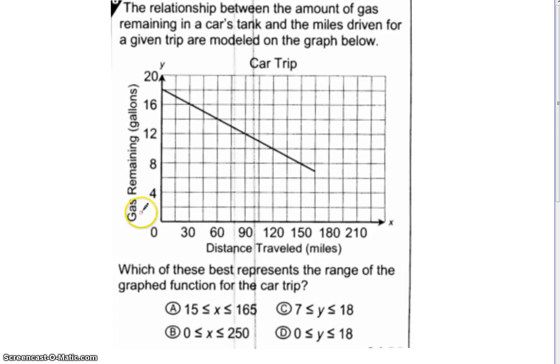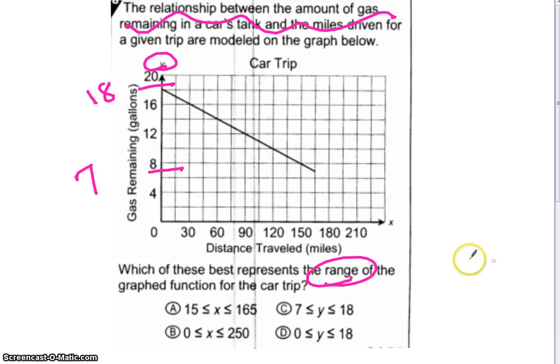Last problem, the relationship. We don't have to read this. Okay, look at your graph and read the question. Which of these best represents the range? Okay, we know that range is talking about y, so we've got to mark on the y-axis and pull our numbers from there. So it looks like we've got about a 7 and we've got about a 18. First of all, range is y. Get rid of the problems that talk about x. So does it go from 7 to 18 or 0 to 18? Well, we marked right here and said 7. C is your answer. That's the end of S1P1.